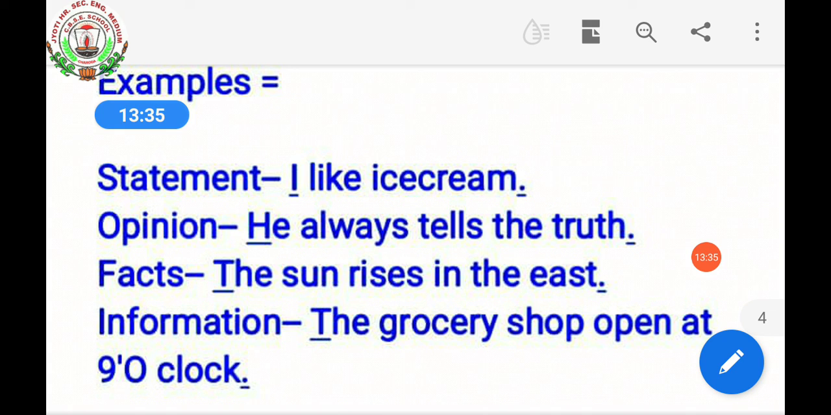So you have to remember, whenever you are starting a sentence, the first letter should be a capital letter, and at the end, if you are asking a question, you put the question mark. If it is an exclamatory sentence, you put the exclamation mark. The exclamation mark is not always put at the end. In the middle of a sentence also we put the exclamation mark. Opinion, he always tells the truth. The first is statement, I like ice cream.